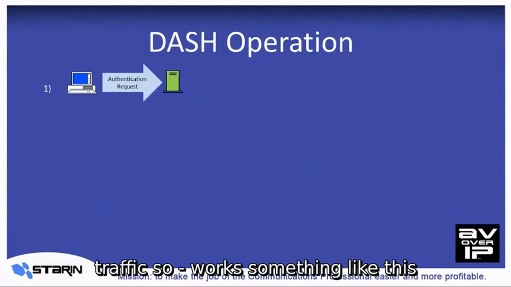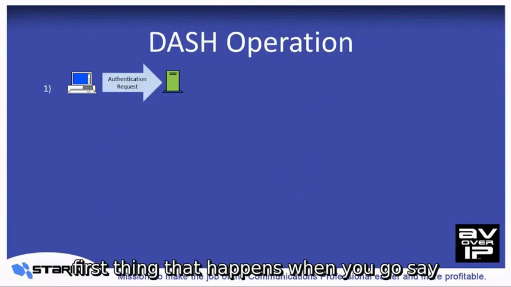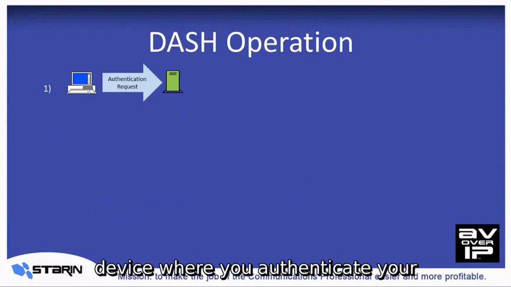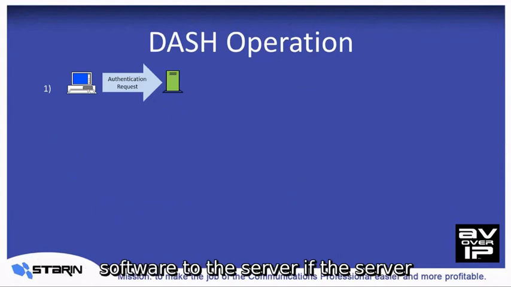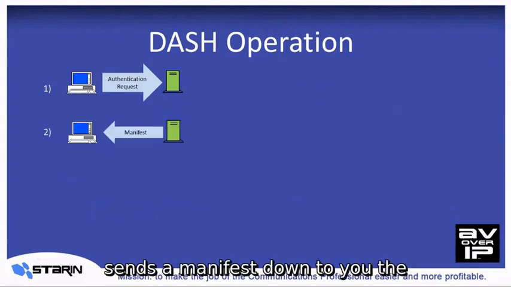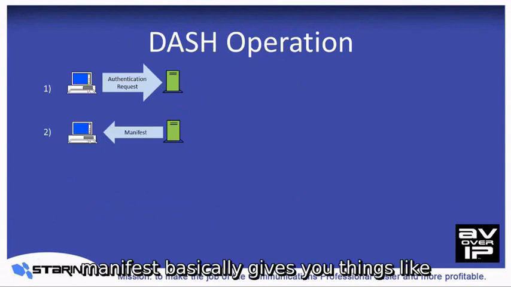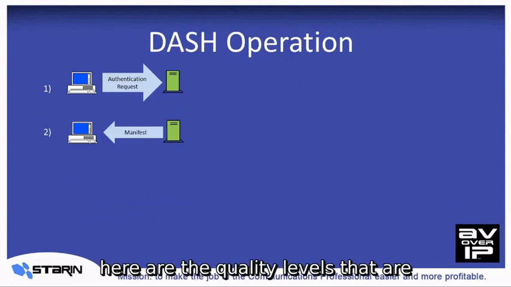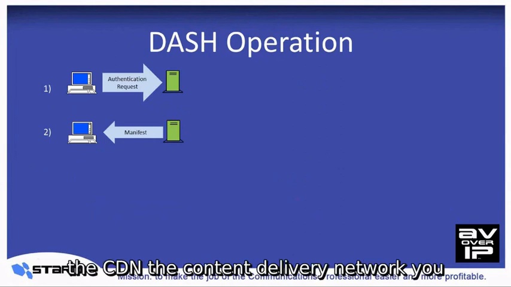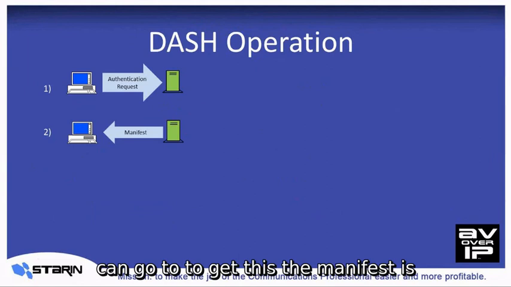So DASH works something like this. First thing that happens when you go, say, to Netflix is that you authenticate your device or your software to the server. If the server accepts your authentication, the server sends a manifest down to you. The manifest basically gives you things like, here are the quality levels that are available, and here are the addresses in the CDN, the Content Delivery Network, you can go to get this.